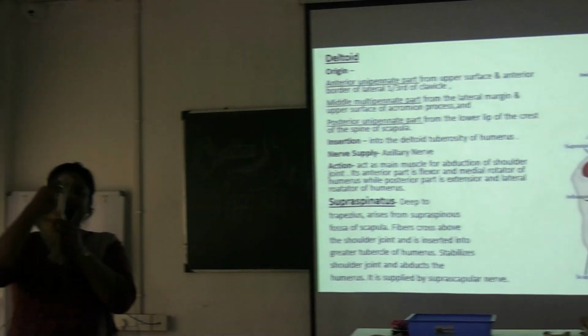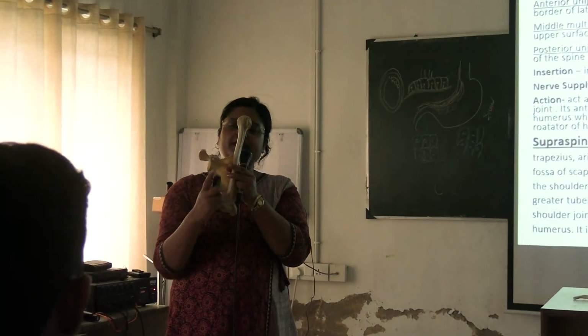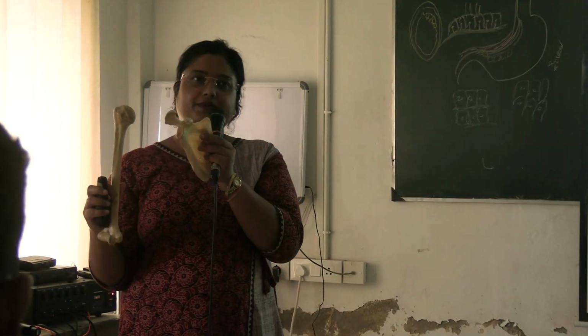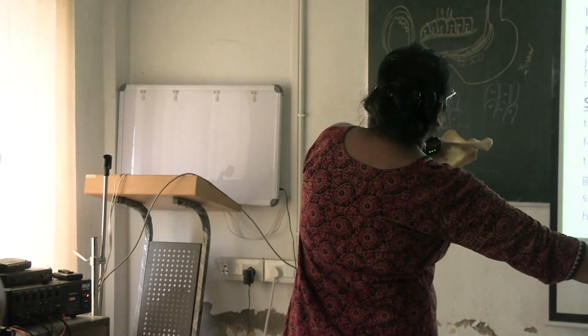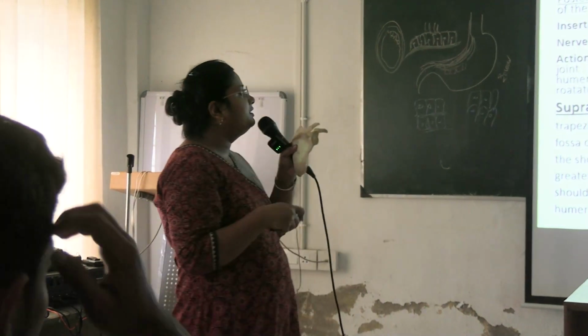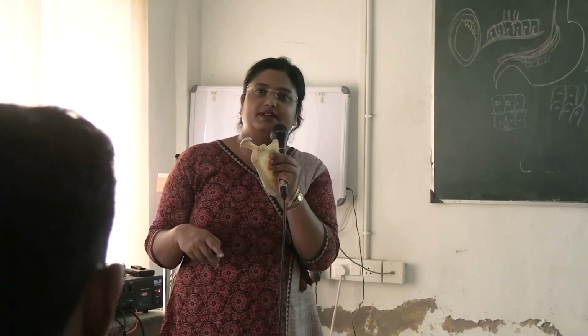So here is the deltoid tuberosity, the V-shaped deltoid tuberosity of the humerus. Here it is inserted. Nerve supply is the axillary nerve. This is an important short note. Deltoid muscle is given as a short note.